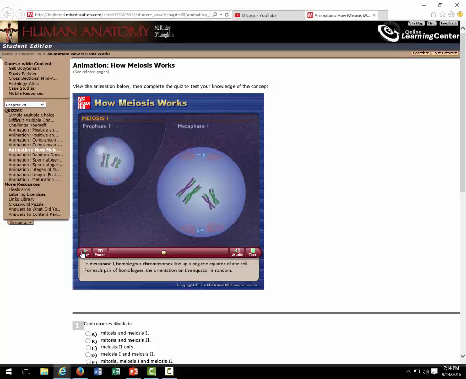In metaphase 1, homologous chromosomes line up along the equator of the cell. For each pair of homologs, the orientation on the equator is random. So what that means is this chromosome could have gone on this side of the cell, and this chromosome could have gone on this side. So how they line up in the middle of the cell is random.